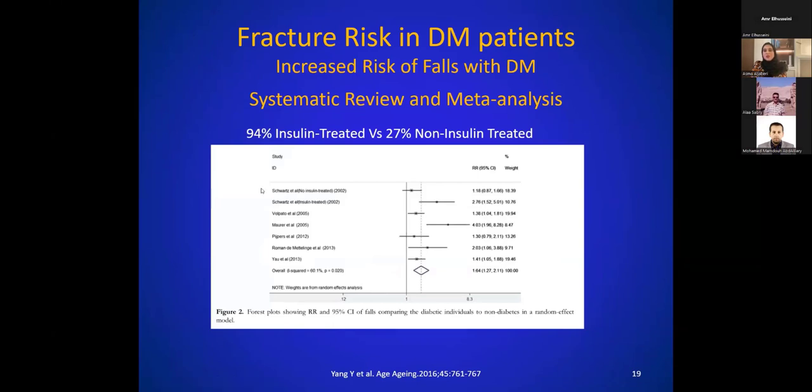And those patients with diabetes, they're having a very high risk of falls, and that would contribute to having a high risk of a fracture. For example, this systematic review and meta-analysis is showing that patients with diabetes, they're having very high risk. More than 60% of patients, they're having a risk of a fall. And when they looked at the treatment type, insulin treatment and non-insulin treatment, patients on insulin treatment, they are having a high risk of fall, 94% of patients who are insulin treated, while 27% when they're non-insulin treated. And that is giving you also an idea that if they reach the insulin treatment stage, most likely they're having already established complications of diabetes like neuropathy. Next slide.